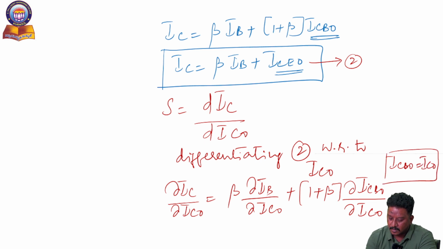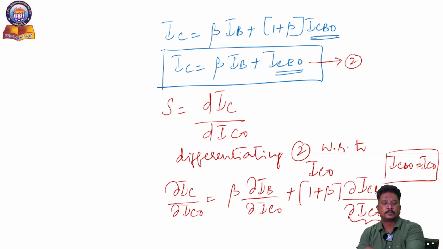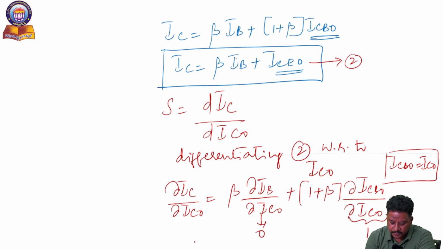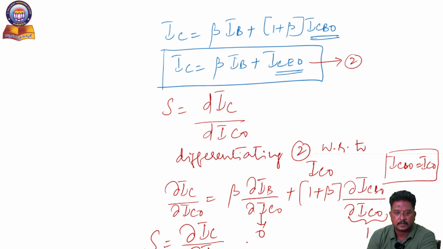So according to this definition, this quantity becomes unity, and IB, the input current, is considered constant in this case. Only from the input current will the output be affected, so I can consider this value to be equal to 0. Then the stability factor for common emitter configuration, change of IC with respect to change of IC naught, is equal to 0 plus 1 plus beta.